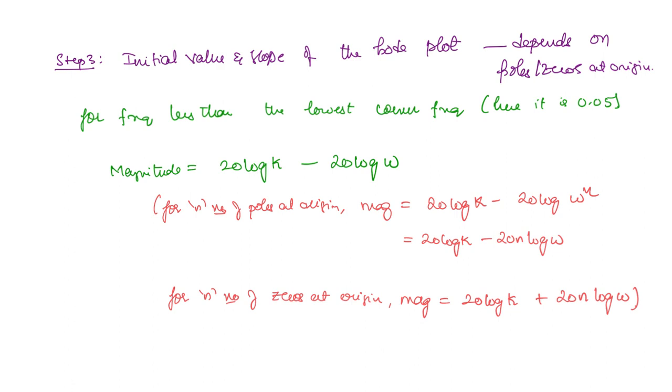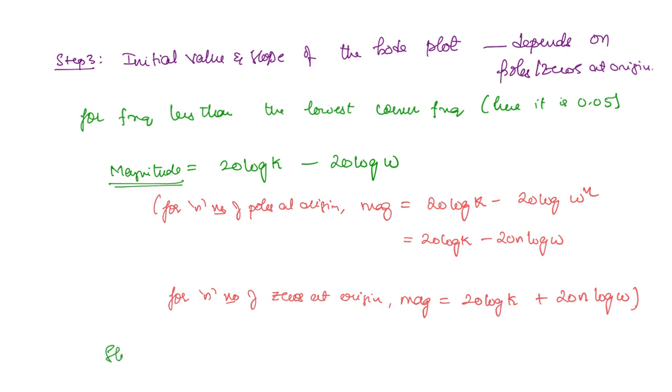The initial value will depend on what frequency you are taking. If you are taking the plot to be starting from omega equal to 1, then the initial value will be simply 20 log k. If you take omega as 0.1, then it is going to be 20 log k minus 20 into 0.1. Okay, so we will write it down, don't worry. This is about the magnitude.